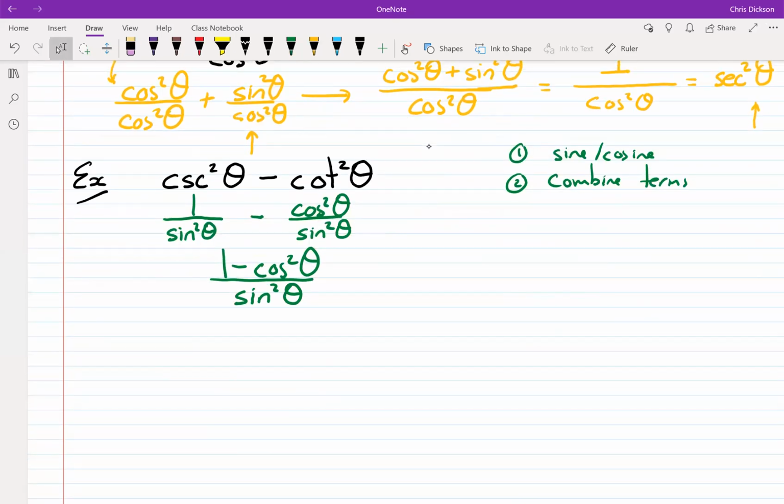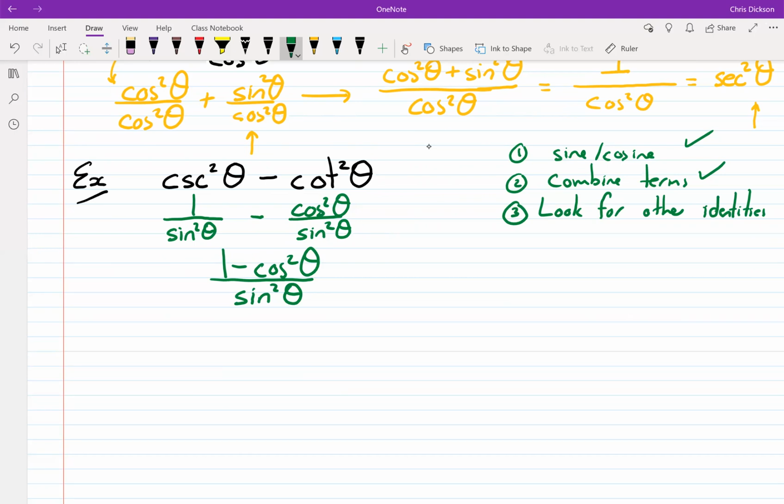Now, can you do anything else here? Is there anything else you could do, or are we kind of stumped at this point? So my third suggestion is, we did the sine cosine thing, we did the combine the terms thing, and the third thing I would look for now is other identities. And once again, this is just a list of suggestions. It doesn't always work out for you, but this would be a good suggestion here.